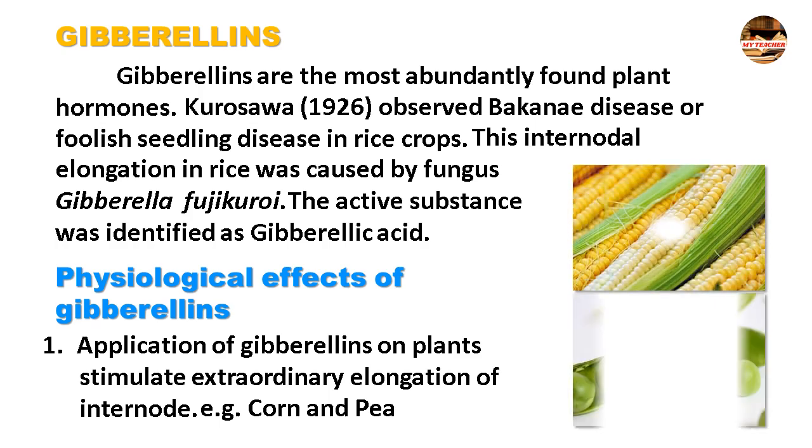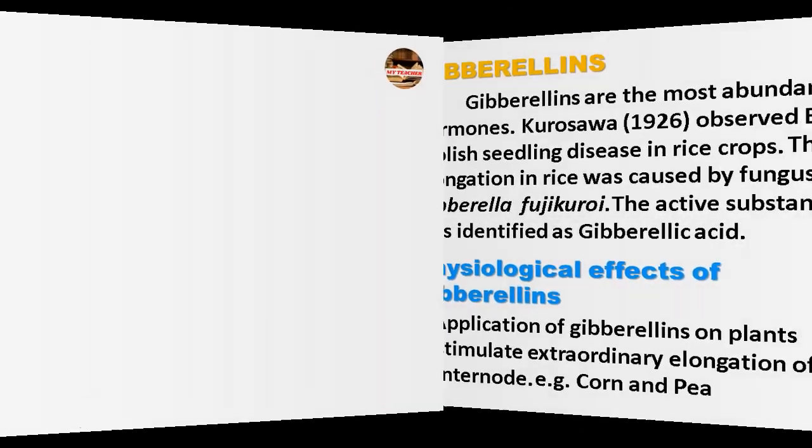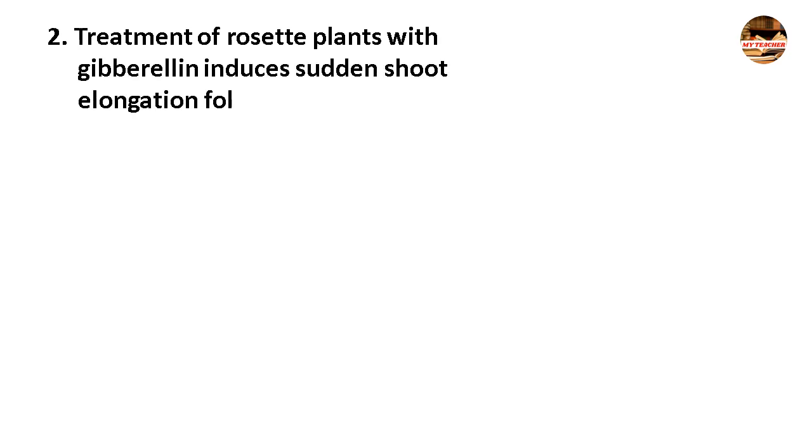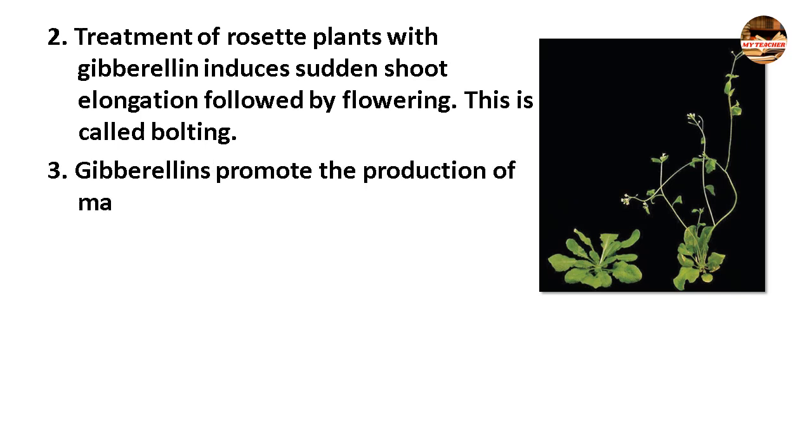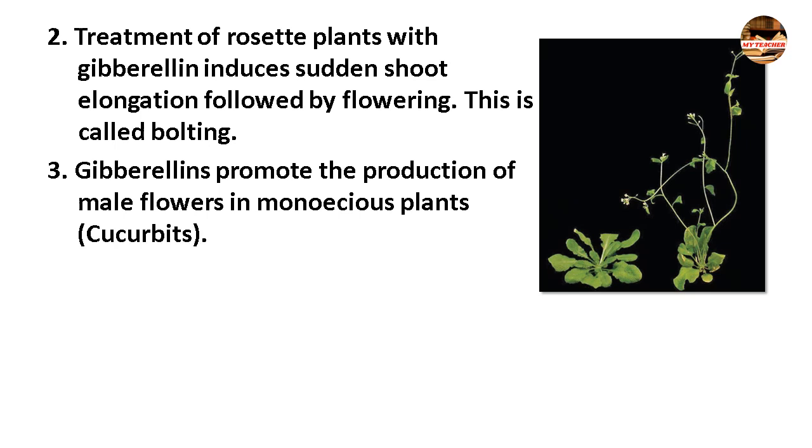Physiological effects of gibberellins. First one, application of gibberellins on plants stimulate extraordinary elongation of internode. The internodes are lengthened, so the stem length itself increases. Example, corn and pea. Second one, treatment of rosette plants with gibberellin induces sudden shoot elongation followed by flowering. This is called bolting. Gibberellins promote the production of male flowers in monoecious plant.